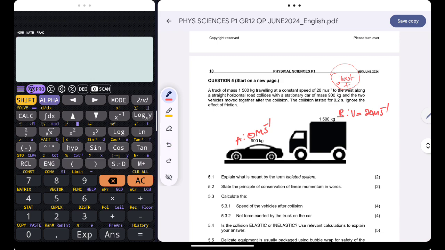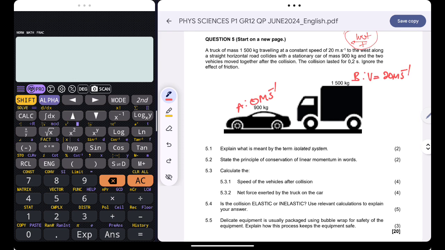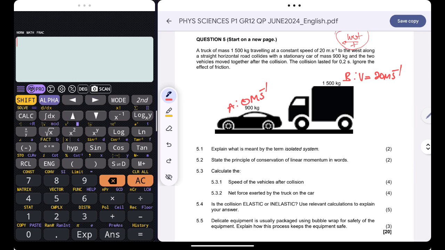Now they want us to explain what is meant by the term isolated system. Isolated system simply tells us that we don't have a presence of unbalanced forces. Basically, we don't have frictional force, applied force, or tension. Are you together? We don't have non-conservative forces, and hence we will have an isolated system. And then 5.2, we must state the principle of conservation of linear momentum in words. It simply states that in an isolated system, the total linear momentum is conserved in both magnitude and direction.